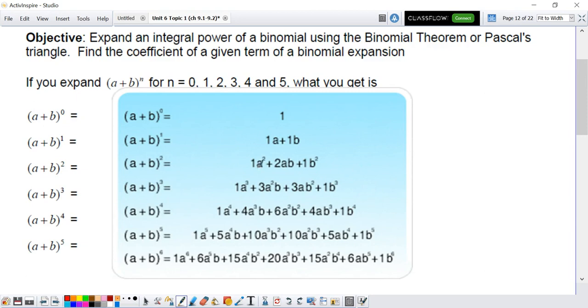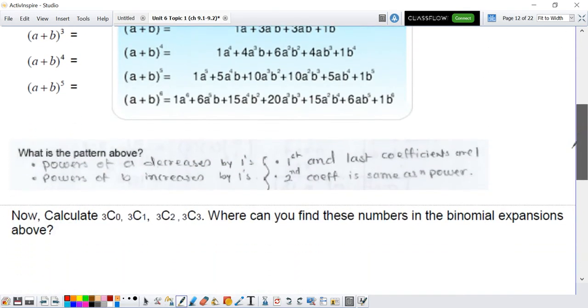Next, if we remove all those letters a and b, you should be able to see the pattern: 1 2 1, 1 3 3 1, 1 4 6 4 1, 1 5 10 10 5 1. If you explore this pattern, you should be able to see that this is nothing but Pascal's triangle. So let's take a look further. What do we see? What is the pattern above?